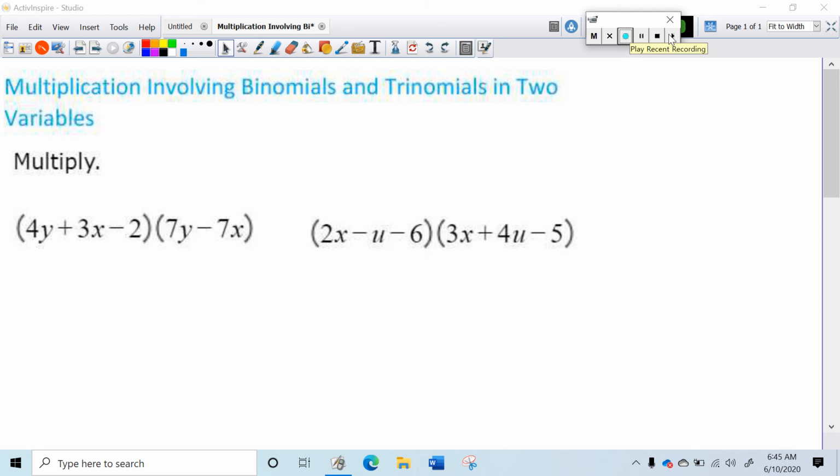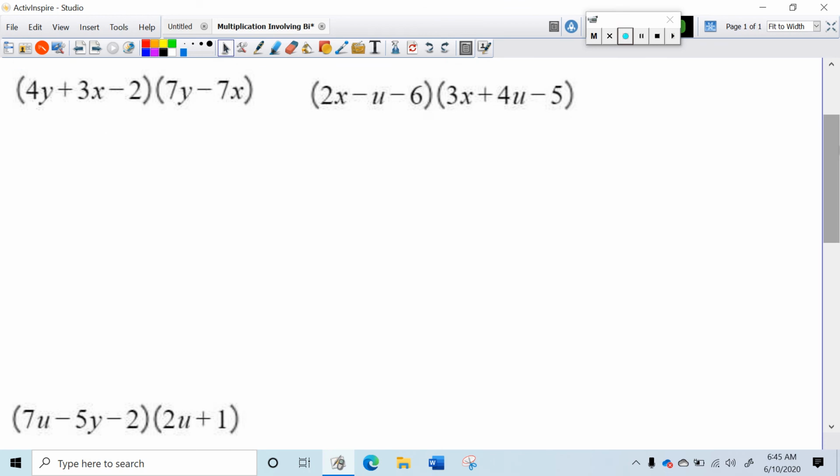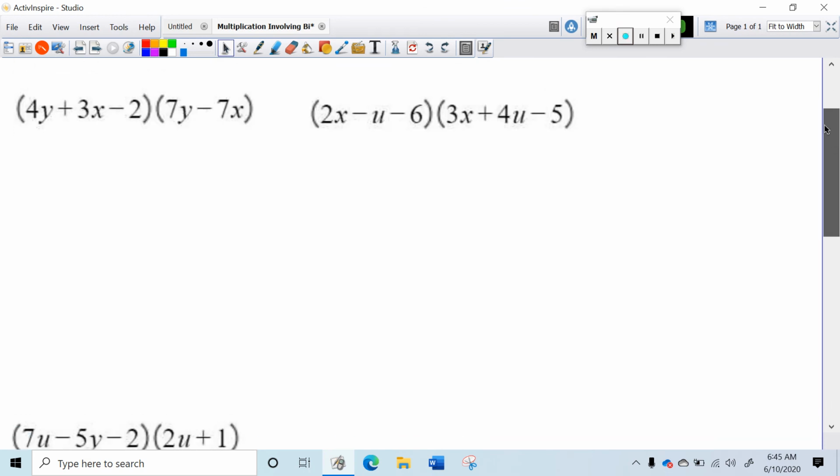With multiplication of binomials and trinomials, there are two different ways of doing it. So I'm going to show you both ways, and you can decide which way you prefer. The first way is distributive property. So this 4y has to go with everything in the parentheses next to it. So you distribute. When you distribute, you multiply.